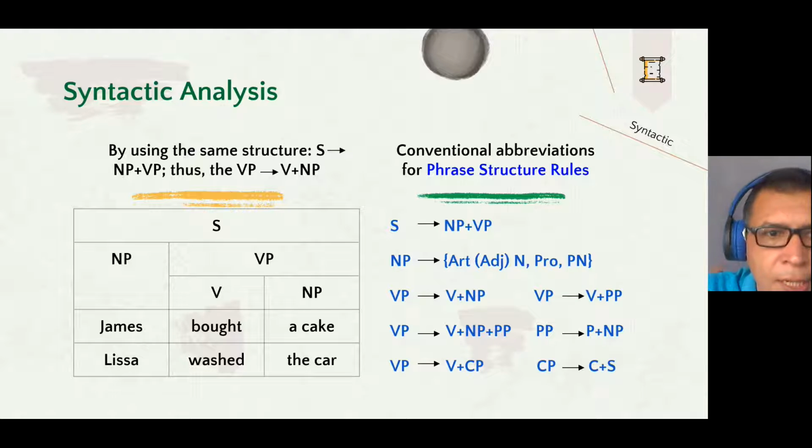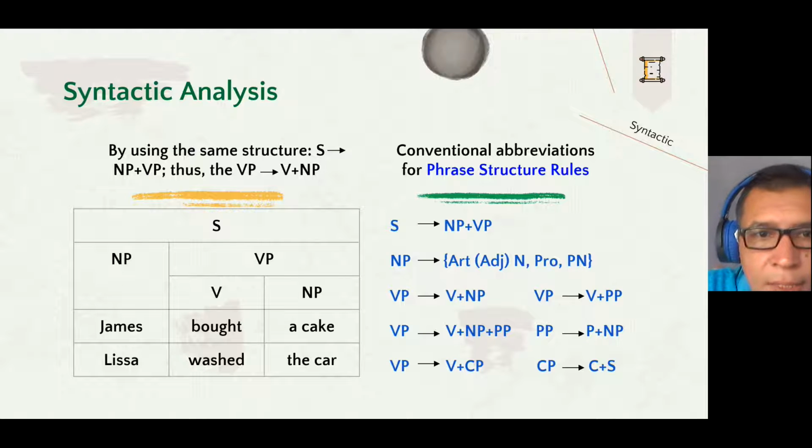James bought a cake. And the second example is Lisa as a noun phrase, and watched the car is the verb phrase. Watched is the verb and the car is the noun phrase. The entire idea is Lisa watched the car. In order to have these structures established like a formula, we need conventional abbreviations for phrase structure rules. It means that with these structures, we can create many phrases, clauses, and sentences, in this case called constituents.